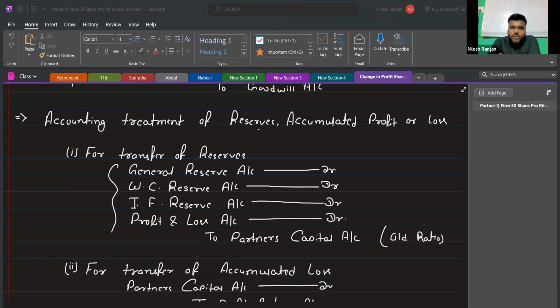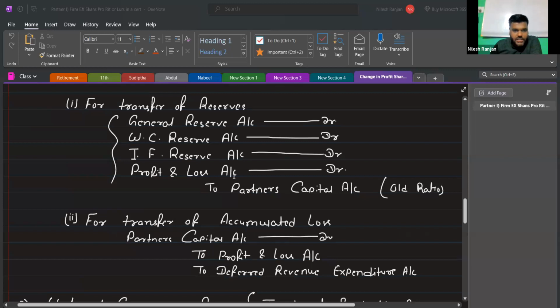I was saying that if there is any balance of reserves, accumulated profit or loss given in the books, then we transfer it to the partners' capital account in their old profit sharing ratio. There may be a profit balance or a loss balance given in the question. So these are two entries for the transfer.